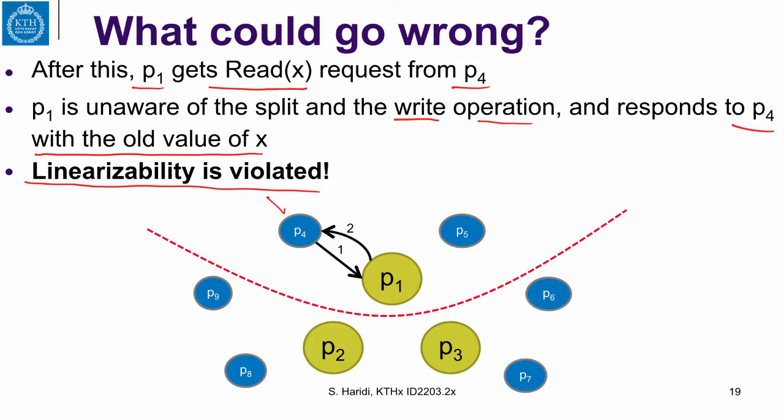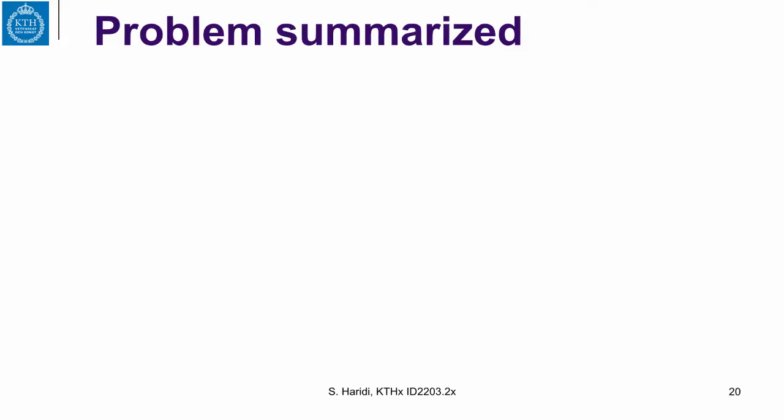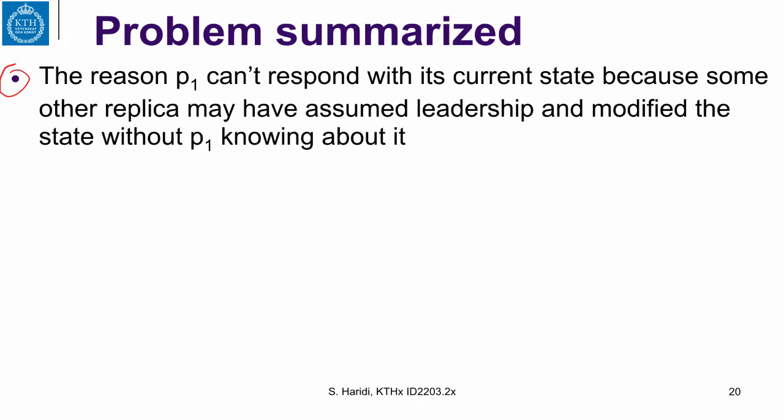This is fine in weaker models such as sequential consistency, because in sequential consistency all state updates are still ordered and reading old values is allowed as long as process order is still satisfied. But for strong consistency, linearizability, this is not allowed. So here is our situation. The reason process P1 cannot respond with its current state is that some other replica may have assumed leadership and modified the state without the knowledge of P1. This is the reason. So P1 is not allowed to do that.